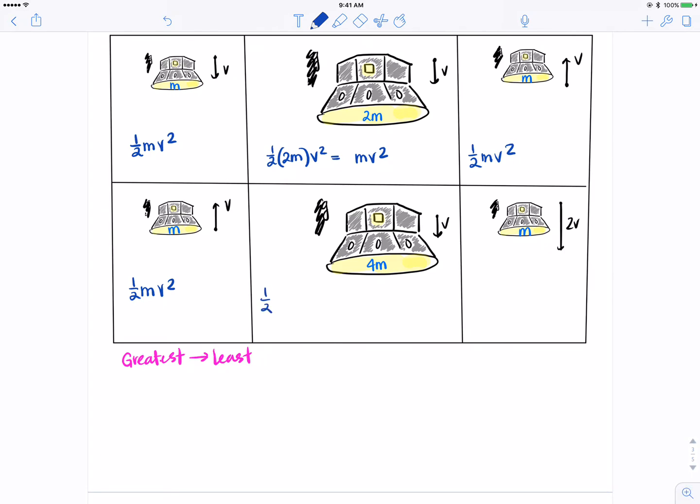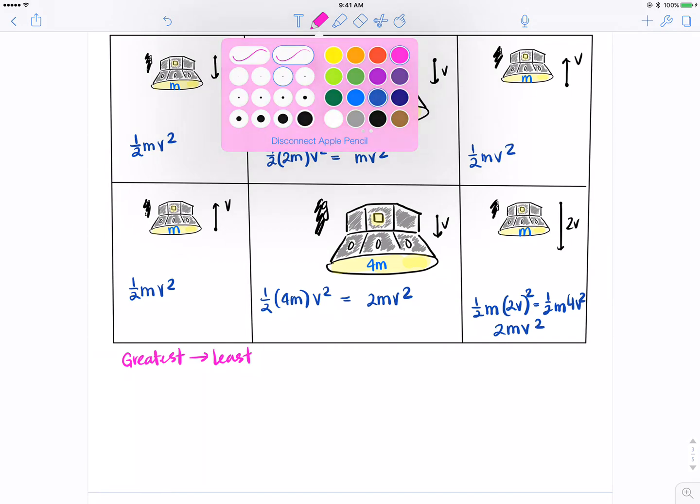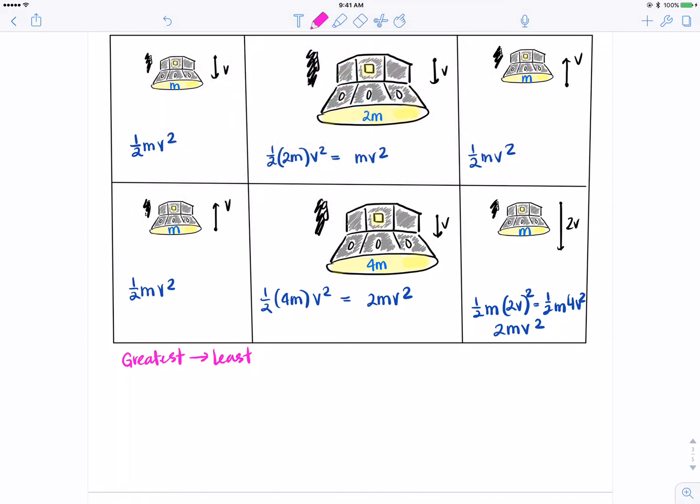Here we have 1/2 4m v squared, or 2m v squared. And then for F, 1/2 m v squared, 1/2 m 4v squared, or 2m v squared. So let's go ahead and rank these now from greatest to least.